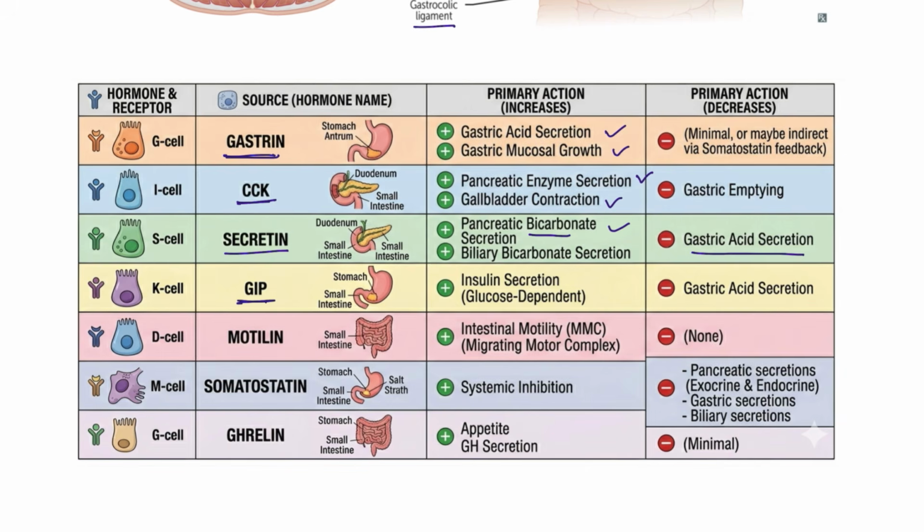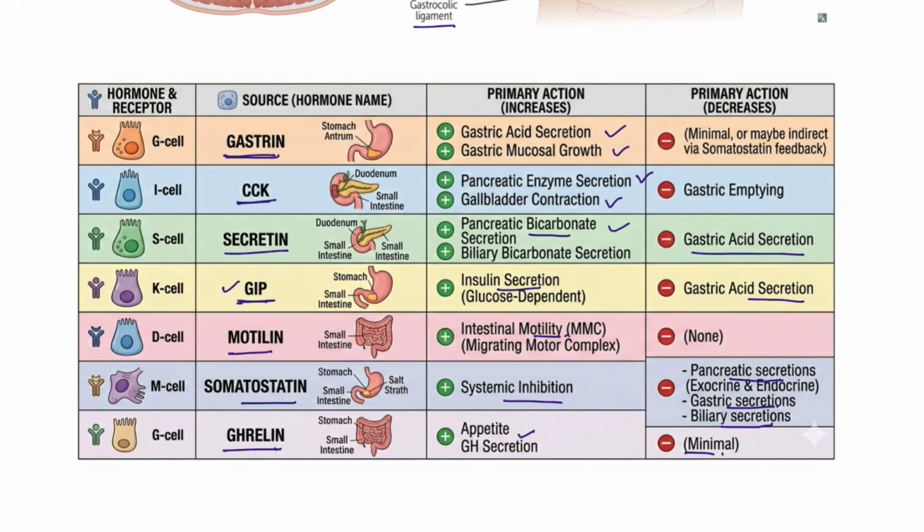Next, GIP. This is the gastric inhibitory peptide, right? Insulin secretion is increased by this. That is why we use it for patients who are suffering from diabetes mellitus, right? We use GIP agonists, and it also decreases gastric acid secretion. Motilin is important for motility like migratory motor complexes. Somatostatin is for systemic inhibition, and it decreases pancreatic secretion, gastric secretion, and biliary secretions. Ghrelin is for appetite, and it has minimal secretion.